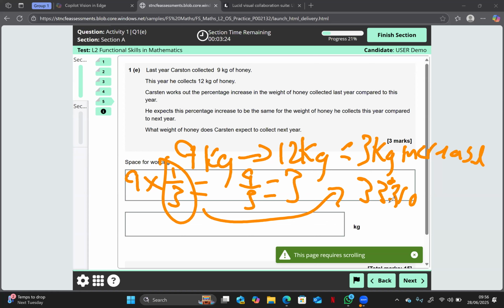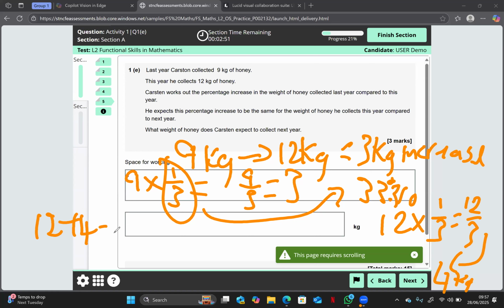So if we do that again, it is expected to have the same increase, so 12 times 1 over 3 equals 12 over 3, which equals 4. So it's going to have a 4 kg increase next time. So 12 add 4 equals 16. So he will have 16 kg.